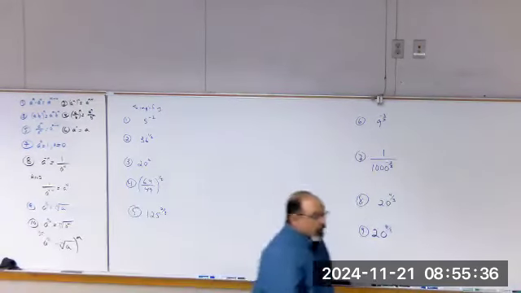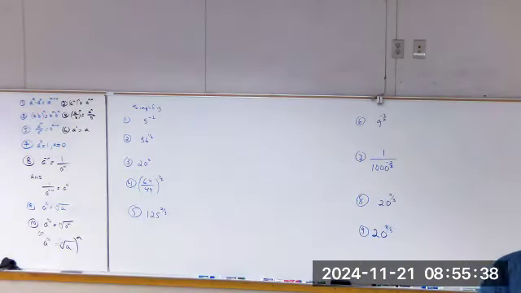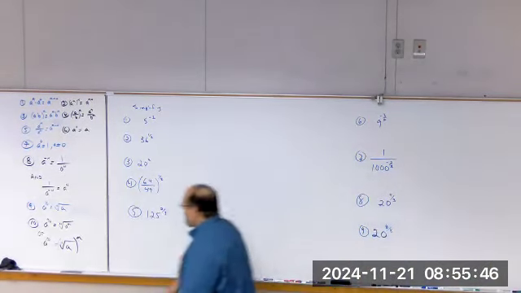Five to the negative two. Five times itself negative two. Just think how that sounds. Five times itself negative two times. That doesn't make any sense. So you're supposed to do something first with a negative two power.